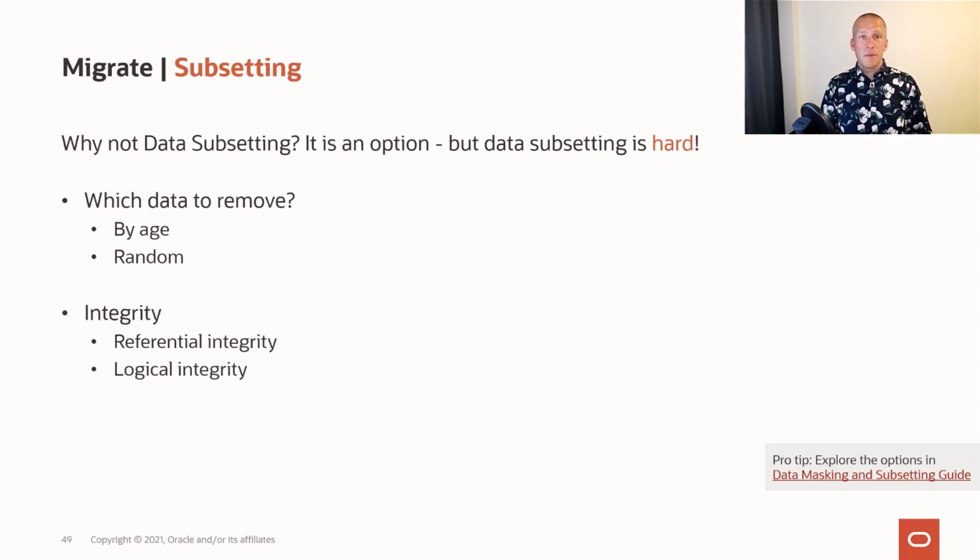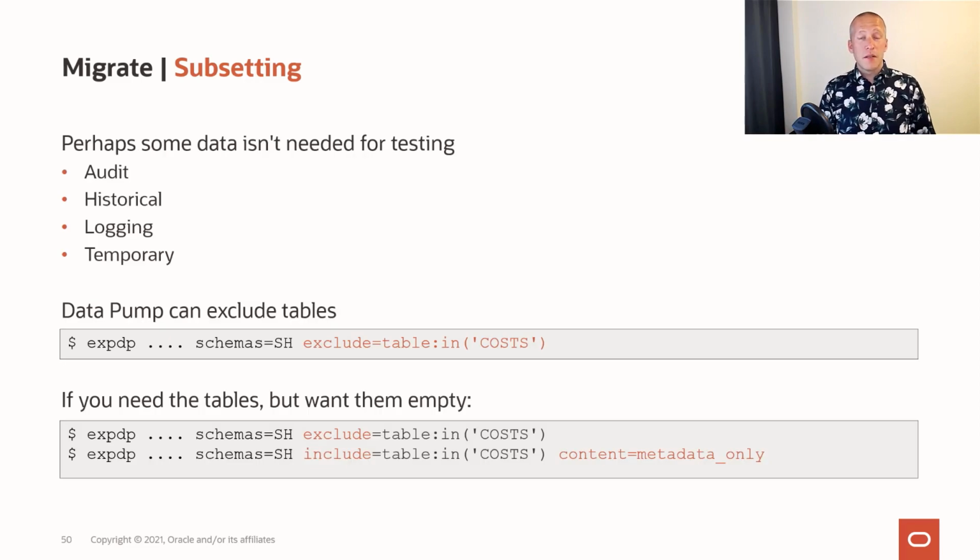We think it's hard. But subsetting can still be an option because there might be some part of your application that you don't need. It could be, for instance, auditing or historical data, logging, or some sort of temporary data that is only needed for calculations. If you can exclude some of the table groups in your database, you can do that with Data Pump by using the exclude option and then specifying all the tables that you don't want.